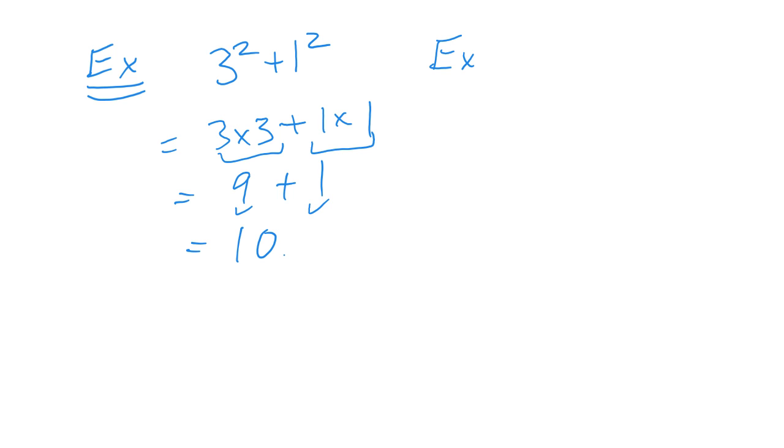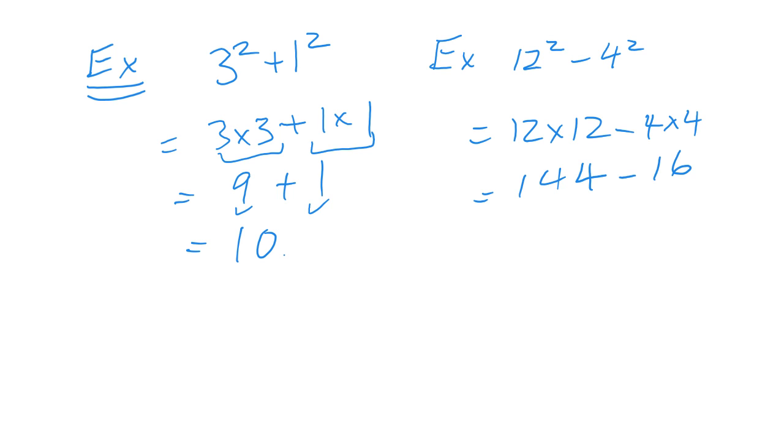Now, the next type of calculation you need to be able to do is something like this. Let's say I have 12 squared minus 4 squared. So 12 squared is 12 times 12 minus 4 times 4, which is 144 minus 16, which gives us 128. Yes, 128. And these are the problems that we're going to practice on to start our afternoon.